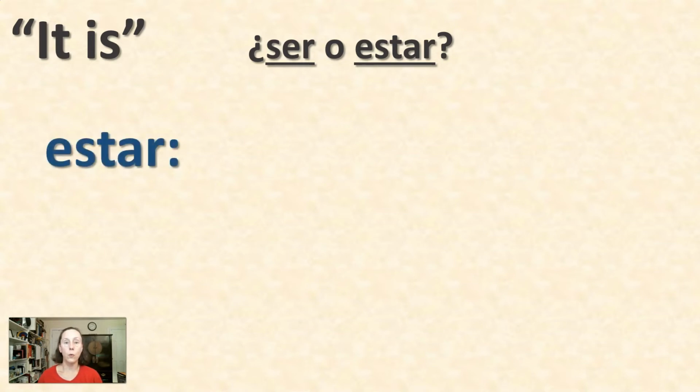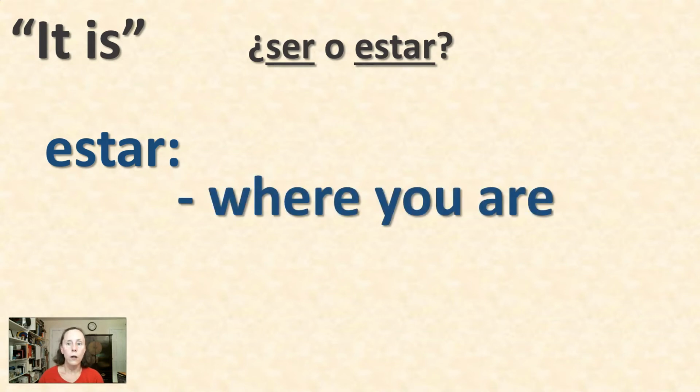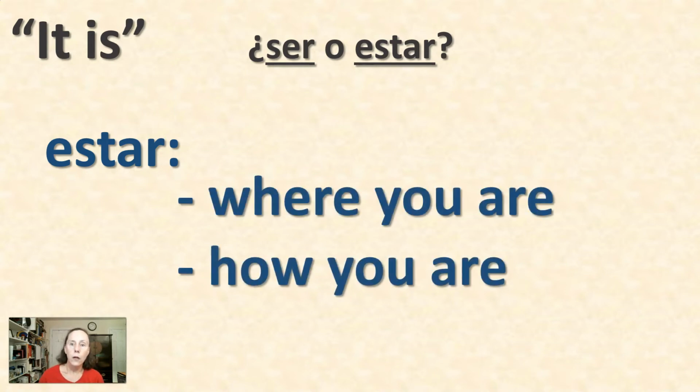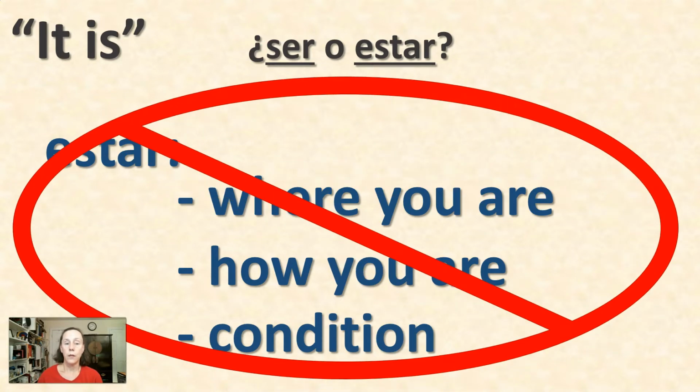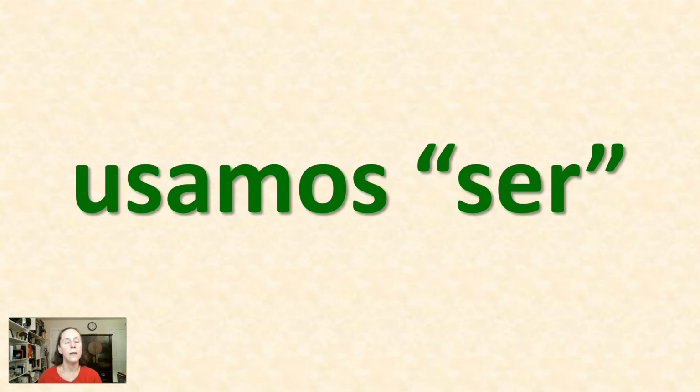Well, first, let's start with estar. Estar really just boils down to three key uses. They are where you are, how you are, and the condition of things, which is different from inherent characteristics. Now, none of these apply to time. Therefore, we are not going to be using estar, and instead, when we're talking about time, we are going to use the verb ser.